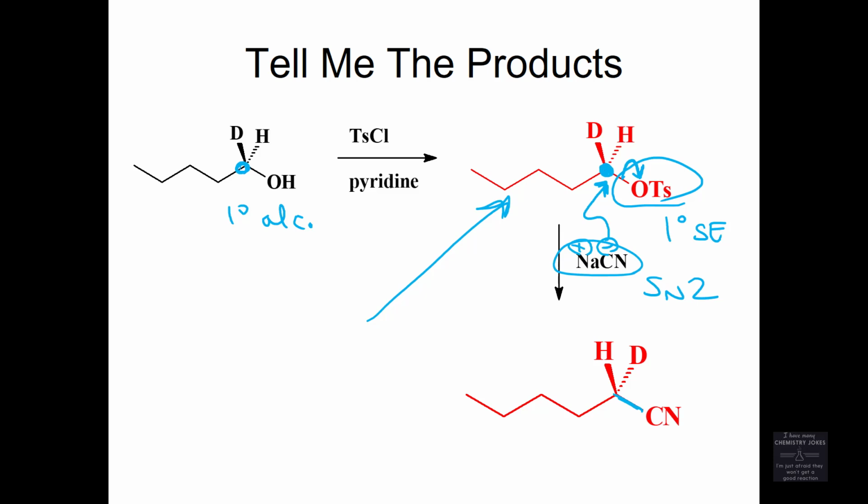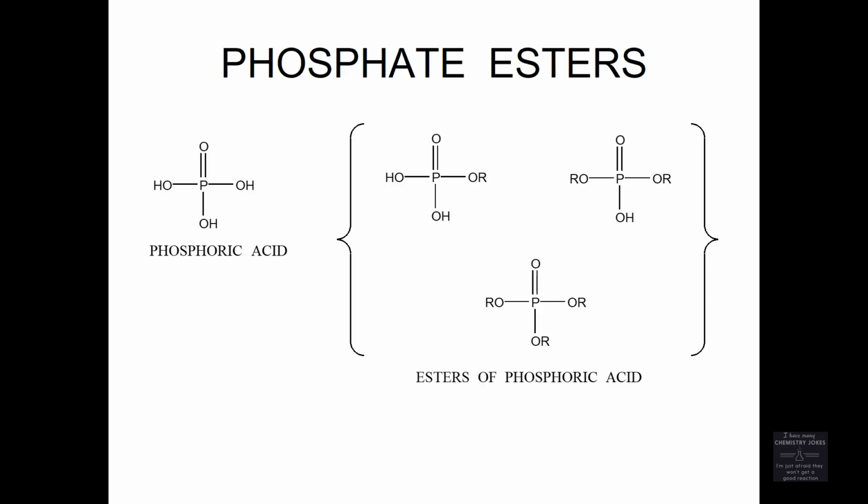If you know the flow chart, you know alcohols, alkyl halides, and sulfonate esters, and what reactions they should do. Sulfonate esters are inorganic esters. Phosphate esters are also inorganic esters. These are some of the phosphate ester examples where you've got 1 OR, 2 ORs, 3 ORs. These kinds of compounds are very common in biological systems.